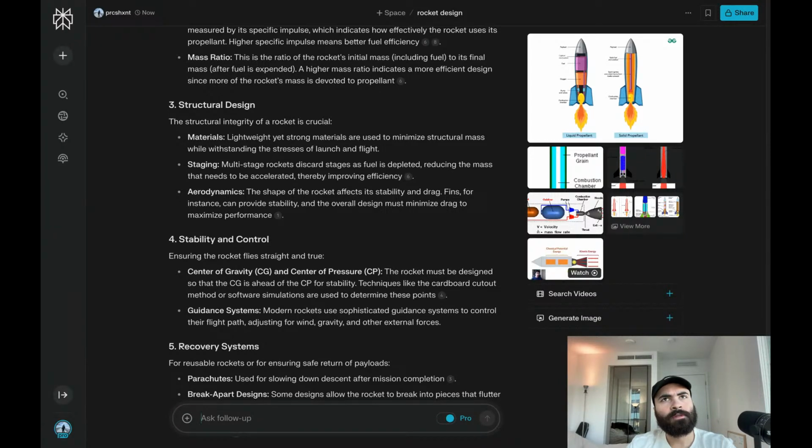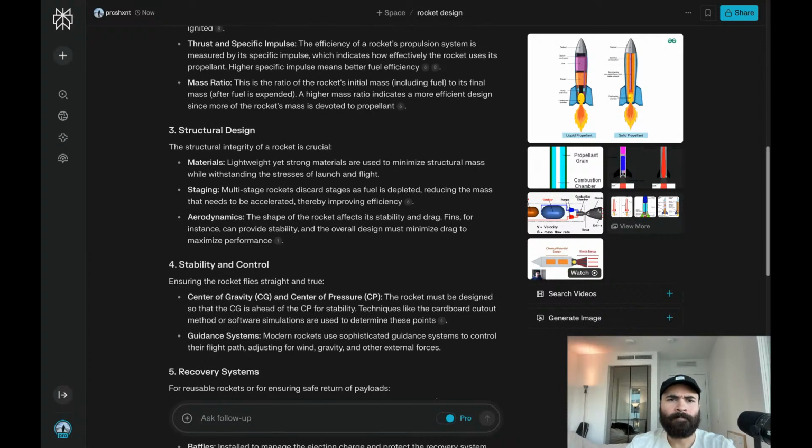Acceleration times mass. If you want high power and you want more acceleration, then you have to reduce mass. Mass ratio is the rocket's initial mass to its final mass after fuel is expended. A higher mass ratio indicates a more efficient design, since more of the rocket's mass is devoted to propellant.